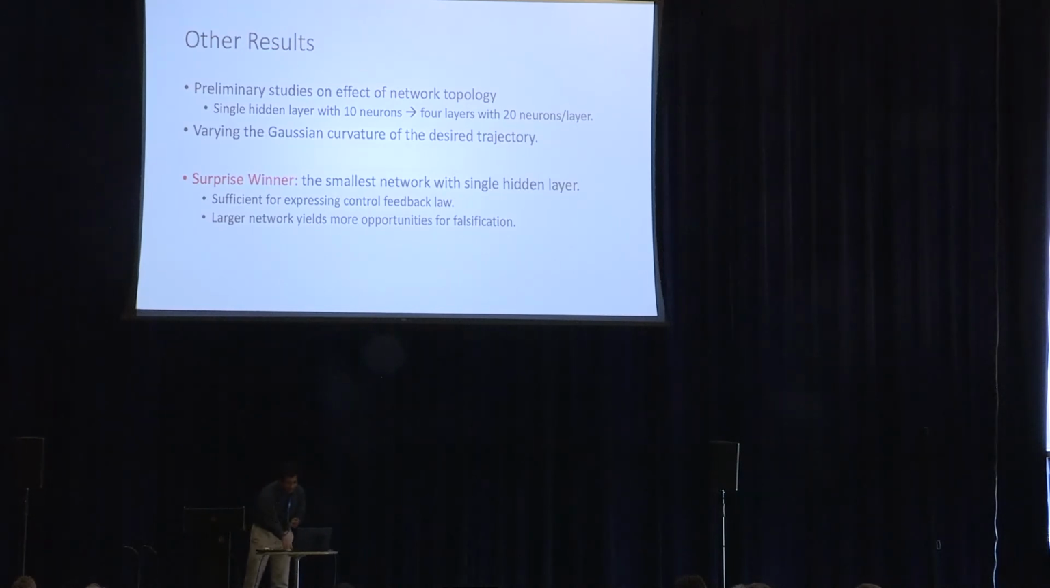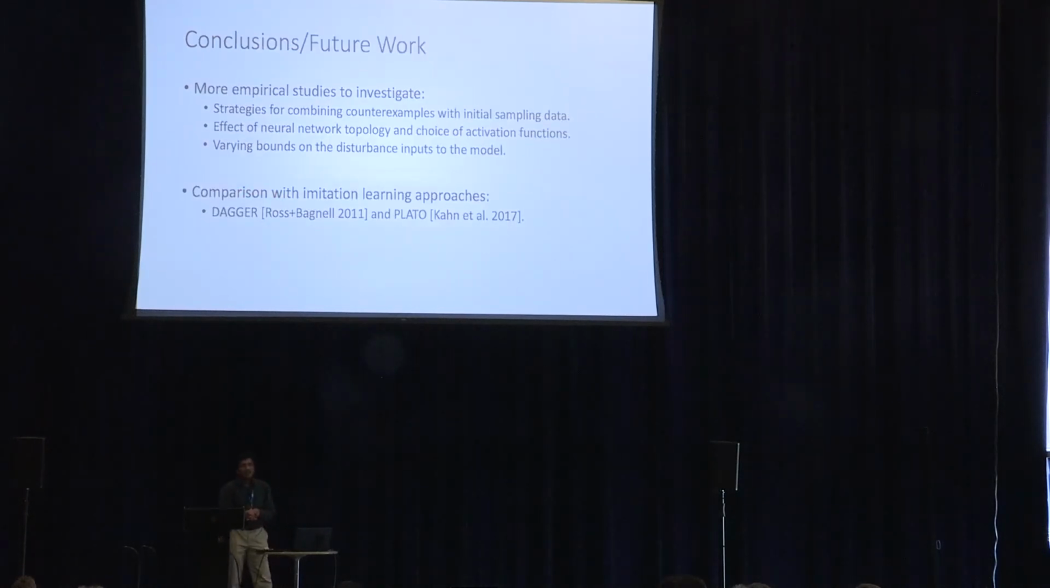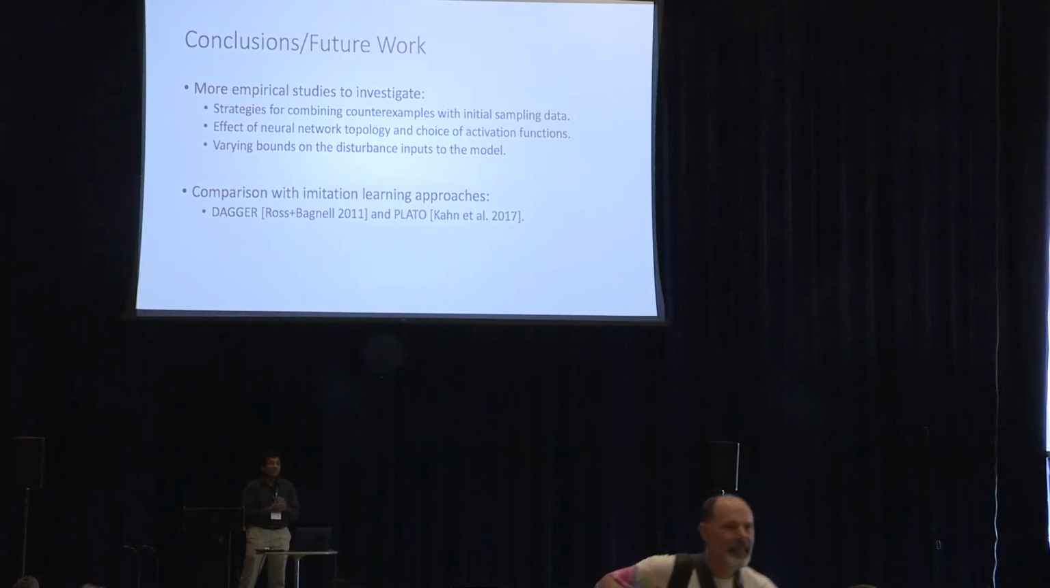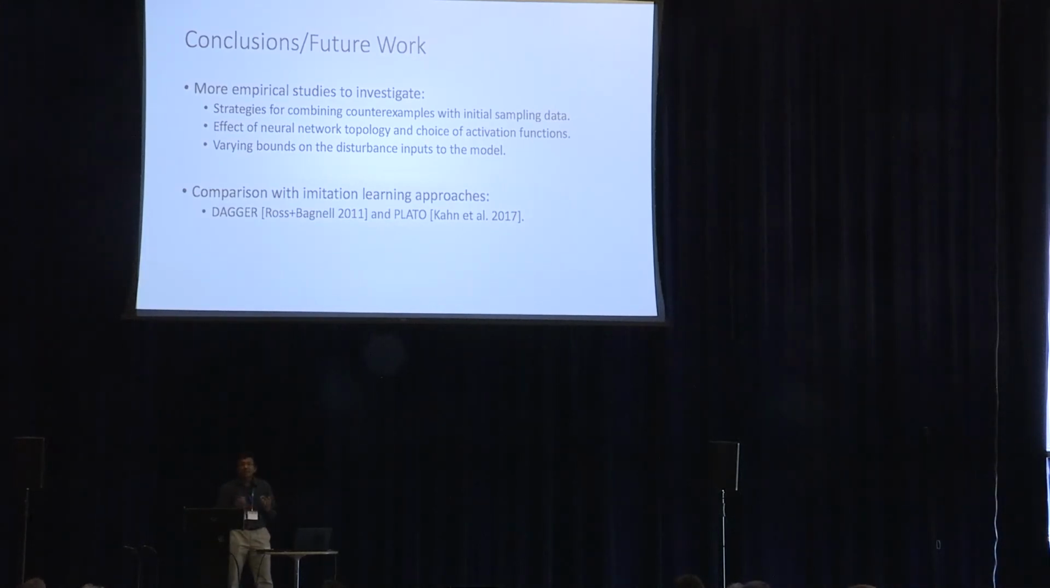Okay? So in terms of conclusions and future work, so far our work has been empirical. We haven't proved any convergence results. We haven't done a complete analysis. So there needs to be a lot more work, as I said, on strategies for combining counterexamples with the initial sampling data to come up with a convergent scheme here. The effect of neural network topology is another, and then trying to show how our technique can handle model mismatches and such. There's also comparison with imitation learning approaches.